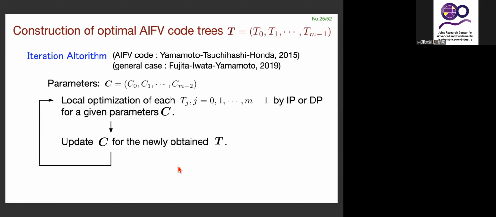However, if the number of code trees or the number of source alphabet is large, this iteration does not work because of the time complexity or space complexity.